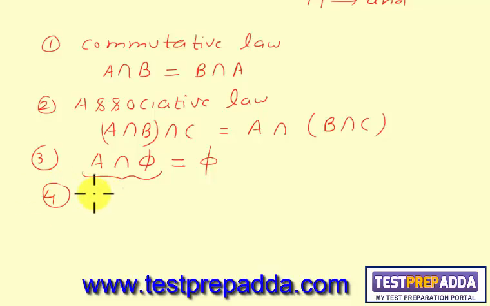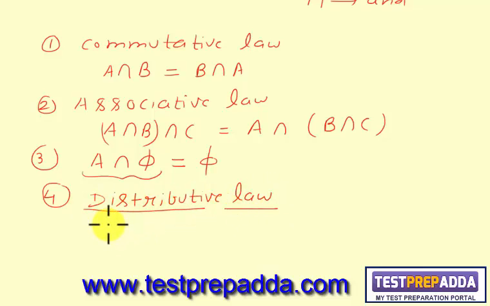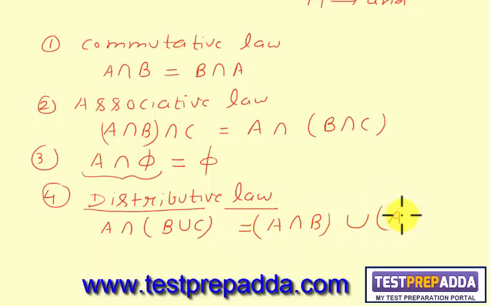Now, distributive law. I will write this as A intersection (B union C) is equal to (A intersection B) union (A intersection C). So distributive law is what? This intersection distributes over union. Okay?